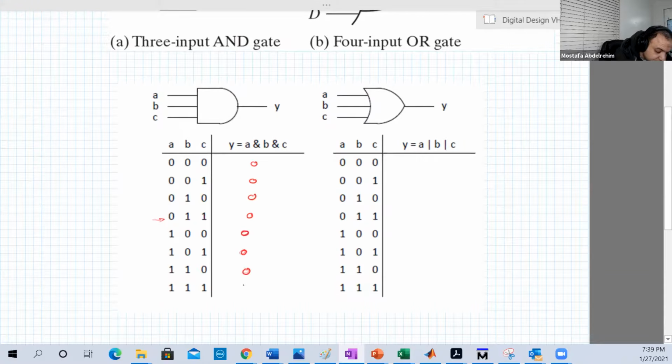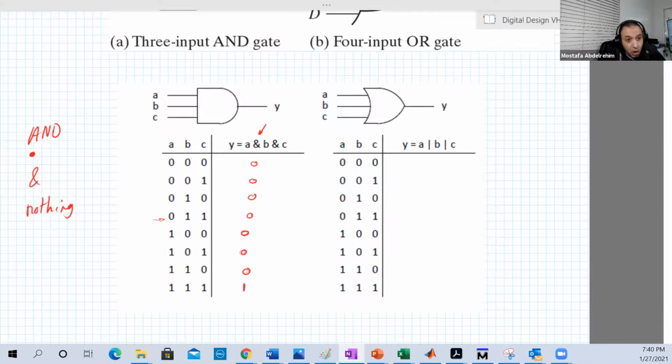And finally, all are satisfied. Then the output is true, and we can do the operation. I forgot to say that another symbol that we use for the AND is the ampersand. So we have three symbols now. We can put a period between the symbols, or use the ampersand, or you can just put nothing. This is for the AND operation.